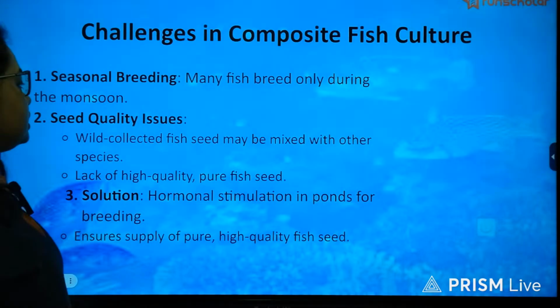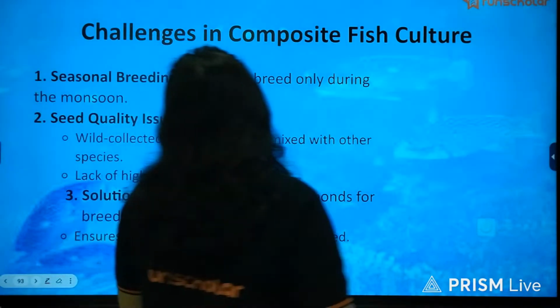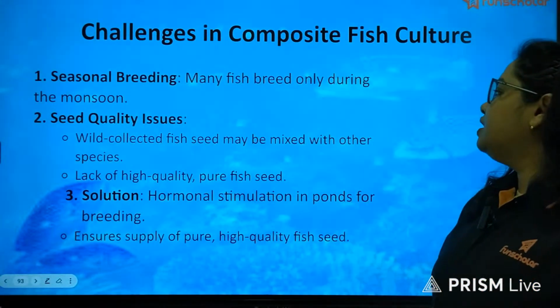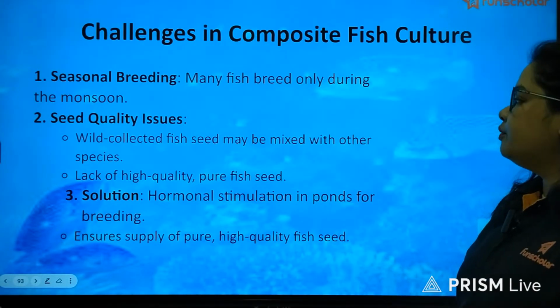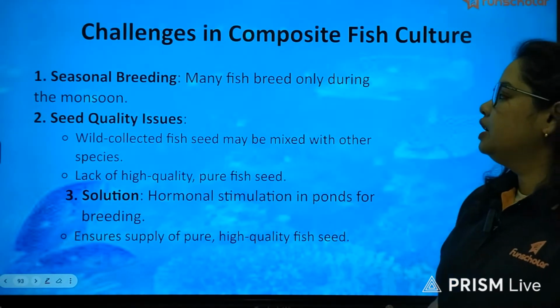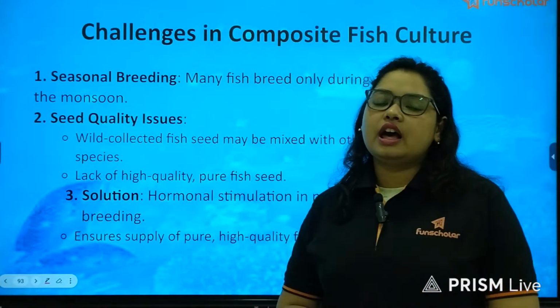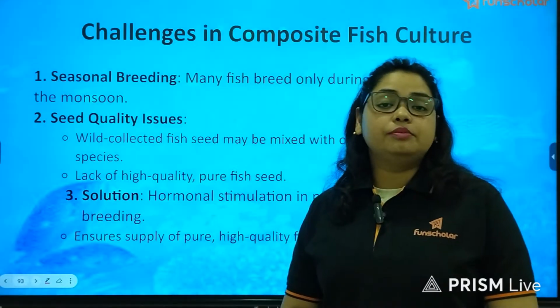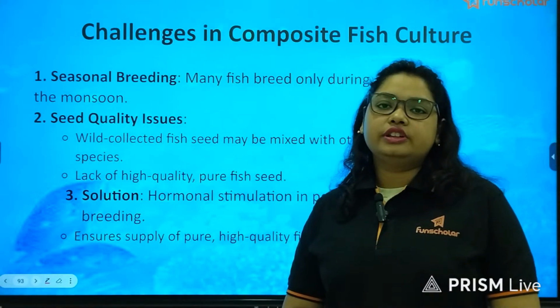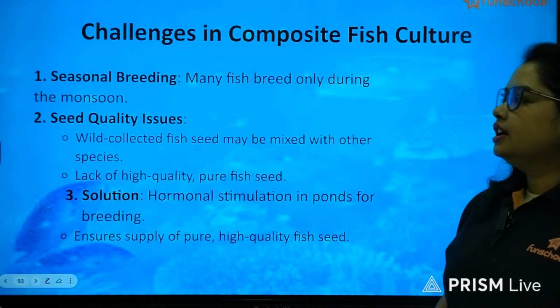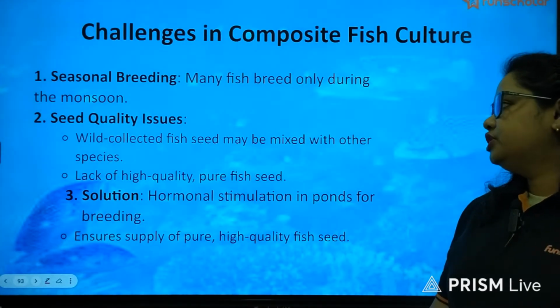But there are also some challenges. What are they? First, seasonal breeding. Many fish breed only during the monsoon. So what will happen? There will be seasonal breeding, and there are high chances of the eggs getting mixed up with one another. So therefore, you cannot segregate the eggs of one fish from another.